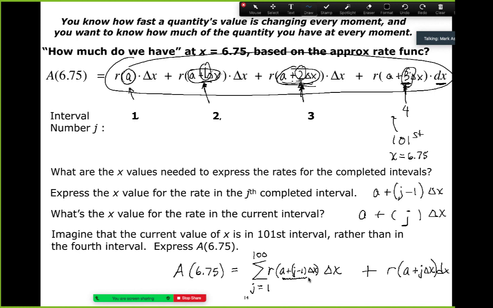So we first had to generalize what the x value is at the start of the jth completed interval. Oh, this isn't right. So this is not j. j is changing, right? So we don't want to put j there. What do I want to put there instead of j? It's not j. We know what that value is. What is it? So j changes. First it's 1, and then it's 2, and then it's 3, and then we add them all up for every value of j from 1 to 100. We don't want j here. What do we want here?